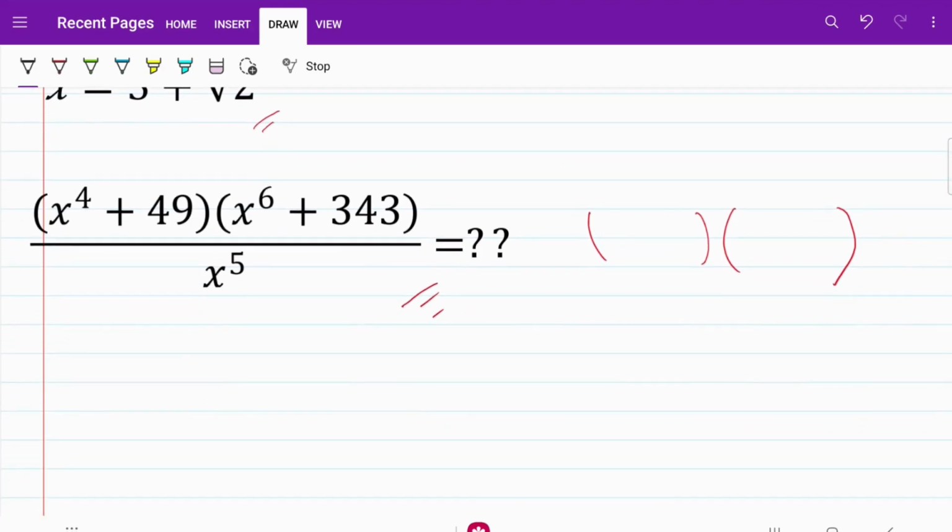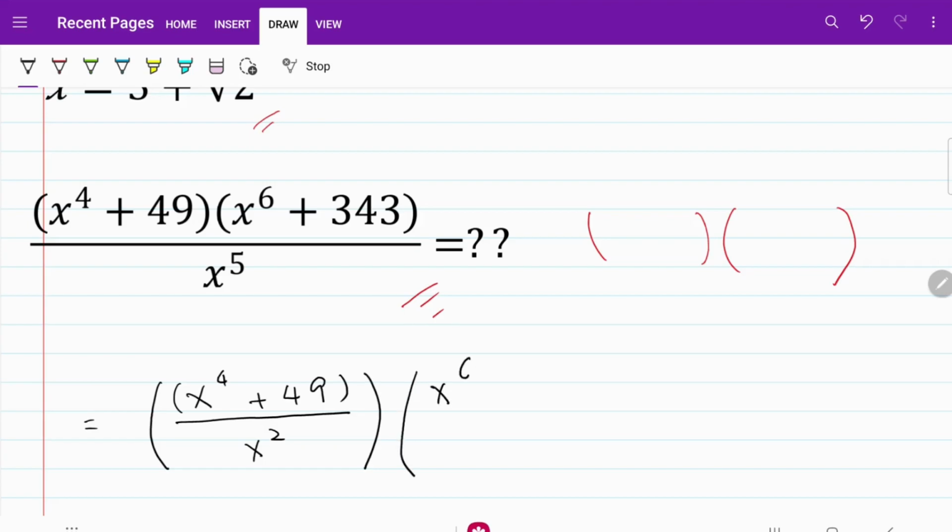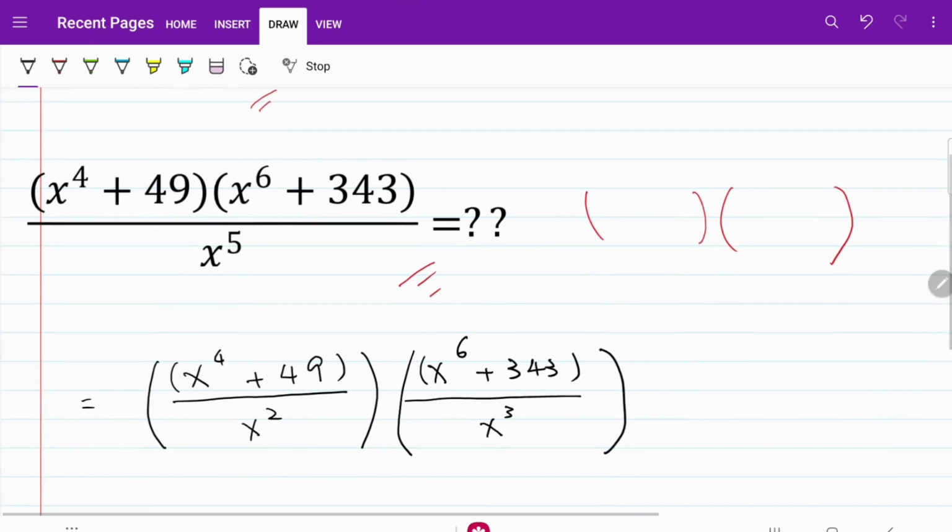I'm going to rewrite this expression as x to the power of 4 plus 49 over x squared, multiplied by x to the power of 6 plus 343 over x cubed. If you compare what I have done, x squared multiplied by x cubed will come back to x to the 5th power. As for the numerator, nothing has changed.